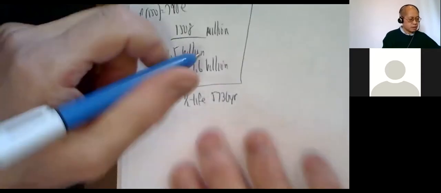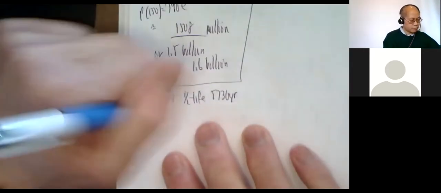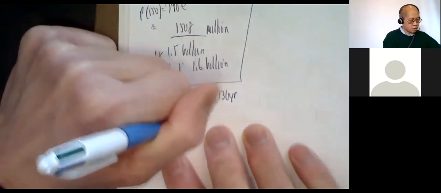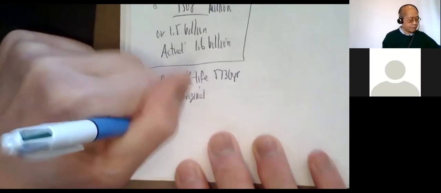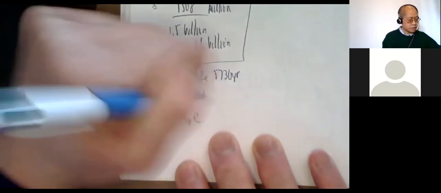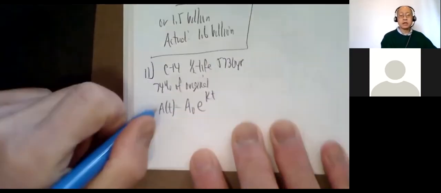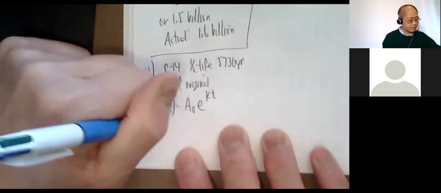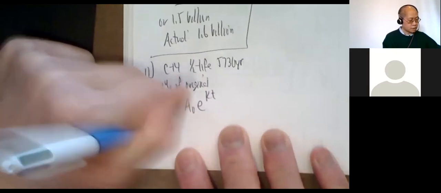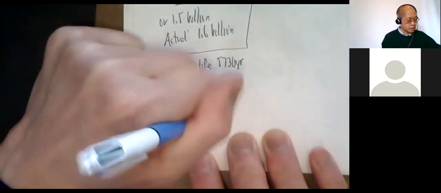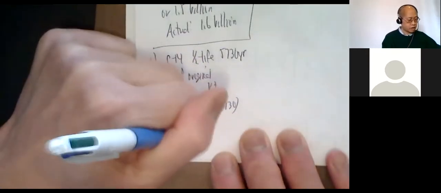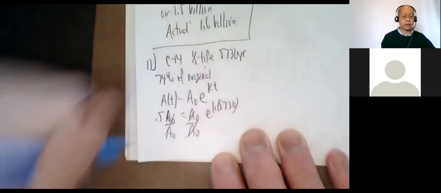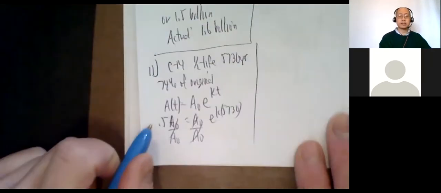Okay. So 74% of the original. A of t is A0 e to the kt. Half-life: 0.5 A0, that's half the original, equals A0 e to the k times 5730. Divide by A0, cancel. Take the natural log of both sides.